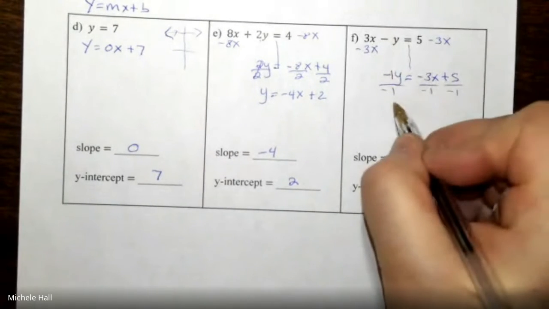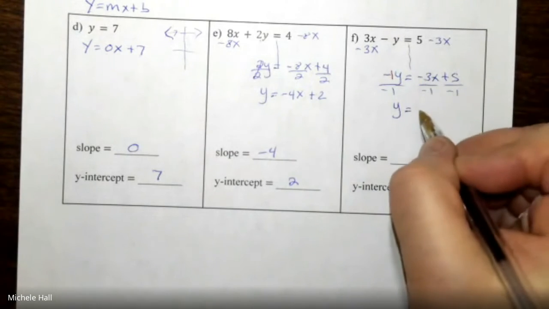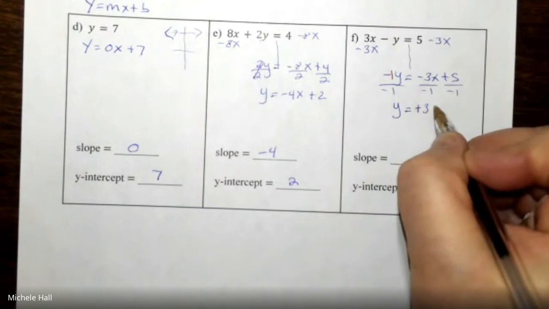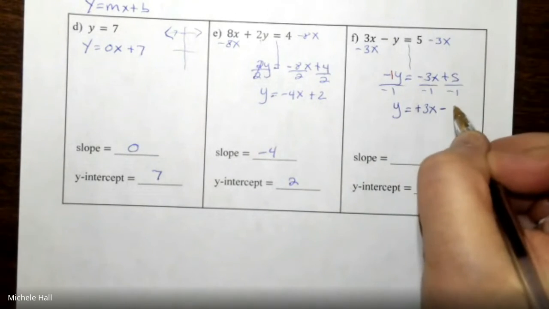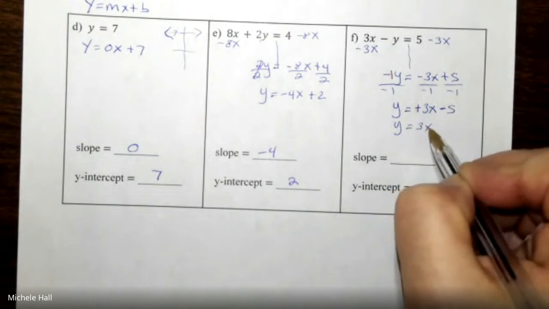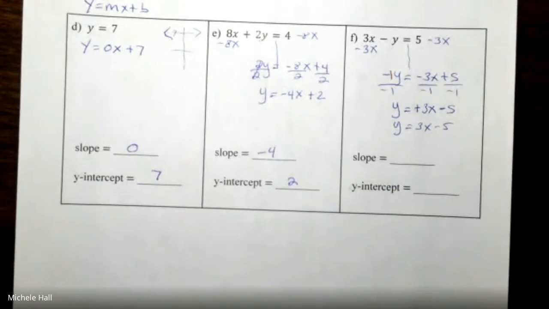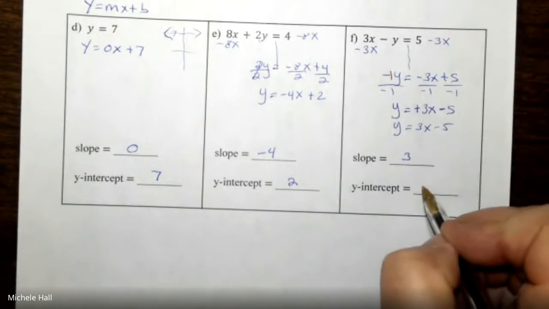Negative divided by negative becomes a positive y. Negative 3x divided by negative 1 becomes a positive 3x. Positive 5 divided by negative 1 becomes a negative 5. We have y equals 3x minus 5. My slope is 3, and my y-intercept is negative 5.